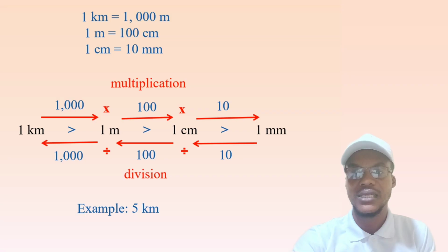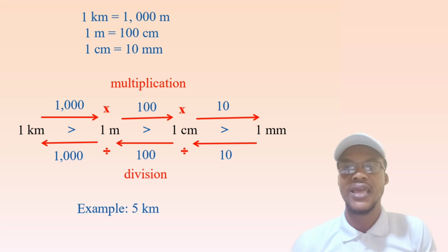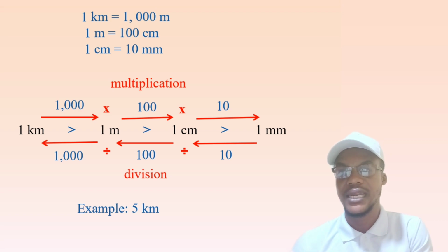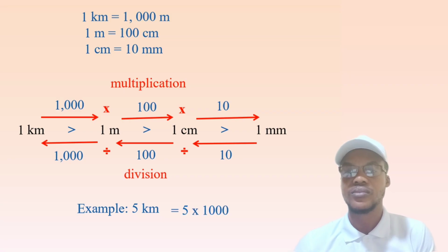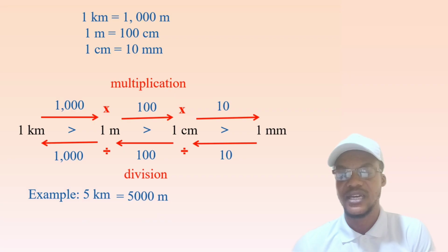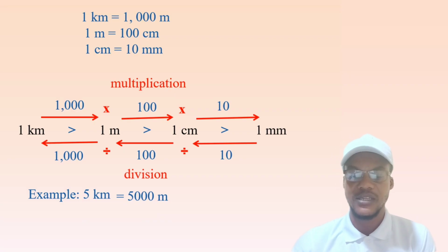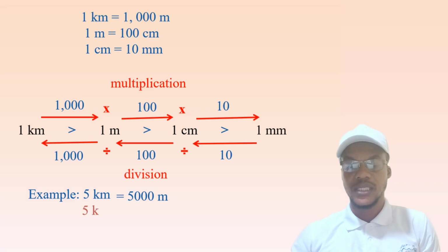If you look at the path there, when you move from kilometers to meters, you have to multiply whatever you have in kilometers by 1000 to get the number of meters. So we multiply 5 by 1000, and that gives us 5,000 meters. So 5 kilometers gives 5,000 meters.